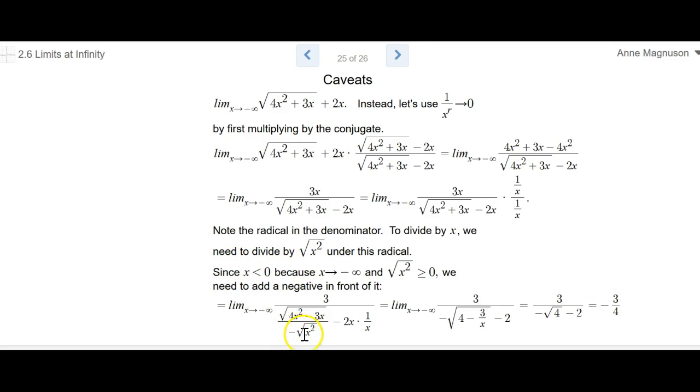So this bit is tricky. You need to be careful when x is going to negative infinity, especially when a radical is appearing in your function. Because if you use this trick, you have to remember that the square root of x squared is always returning a positive value. And you're going to need to negate it if you have a limit like this.